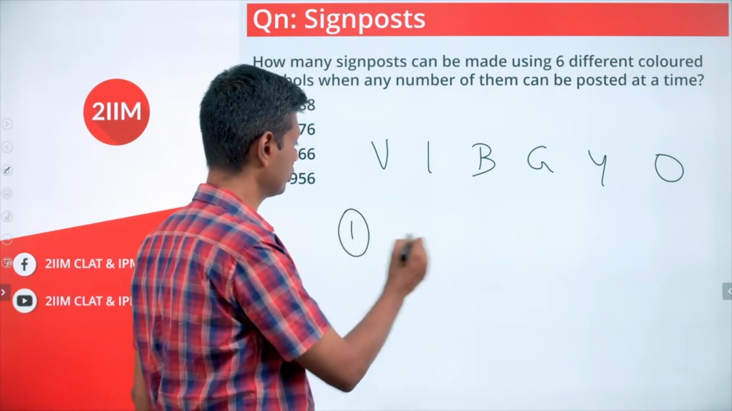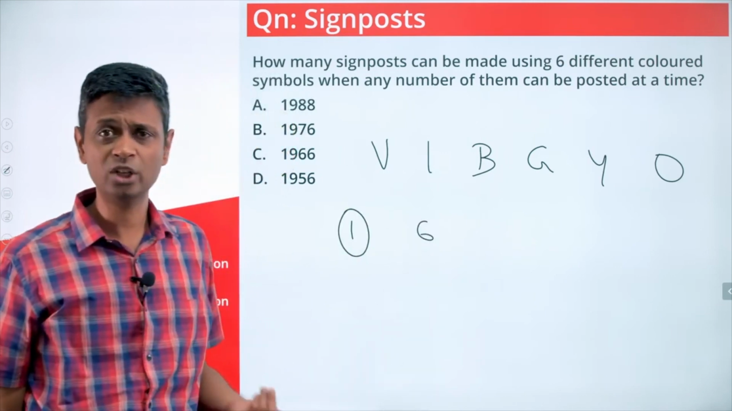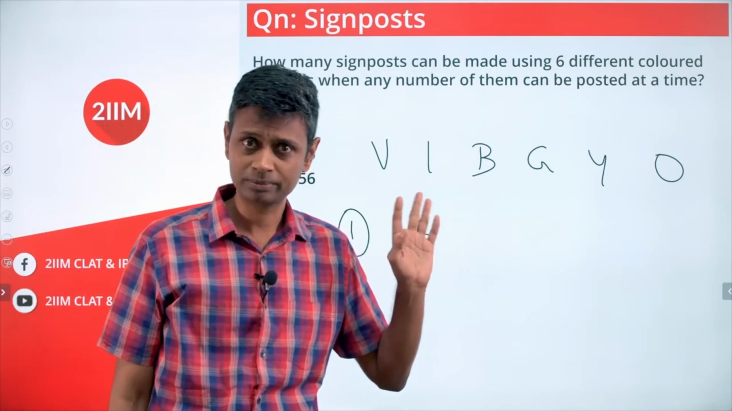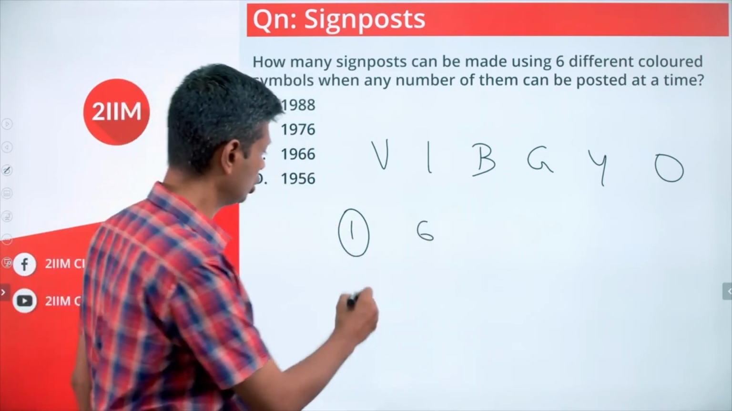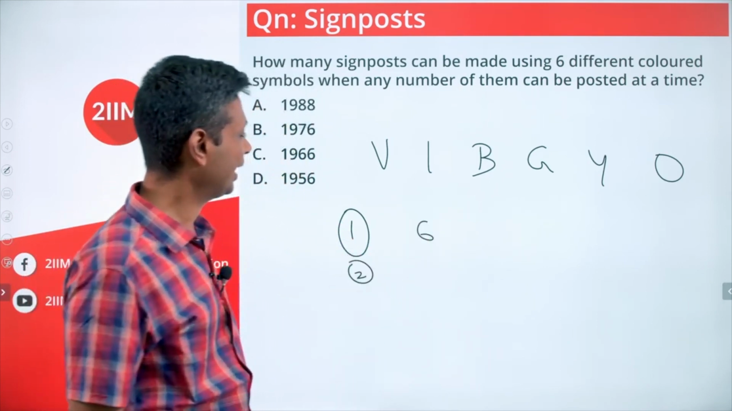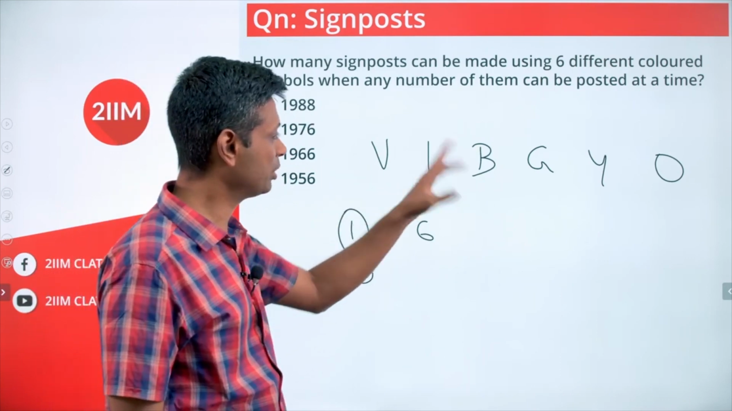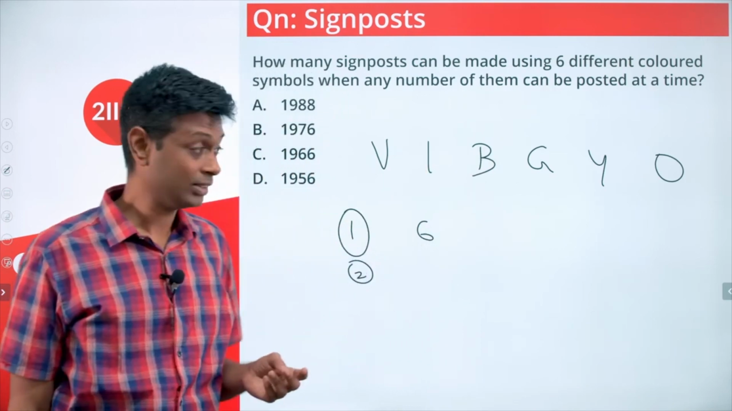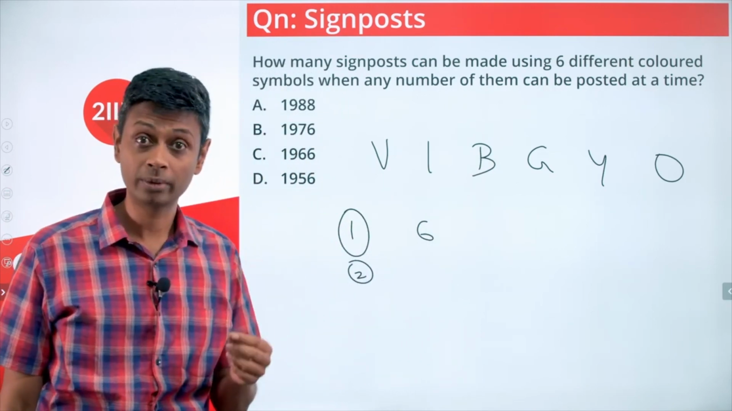If only one is being posted, there's 6 ways. Either take the violet one, or the indigo one, or the blue one, or the yellow one, green one, or orange one. So 6 ways. If 2 are being selected, I could select VI or BG or IY or BO, anything. Or I can select in 6C2 ways.